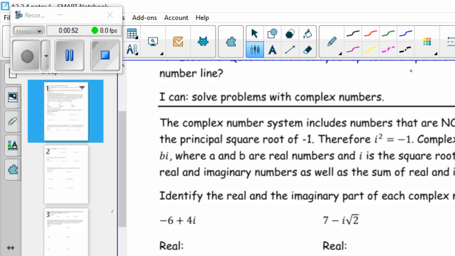So we're going to start out nice and easy. Just identify the real and the imaginary part of each complex number. The first one we're going to look at, -6 plus 4i. The real part, -6. The imaginary part, 4i. The next one, 7 minus i times the square root of 2. The real part is 7. The imaginary part, -i square root of 2. The last one, 1/2 i. The real part, there's not one. So I'm just going to put a 0 with a line through it to show it does not exist. Imaginary, 1/2 i.